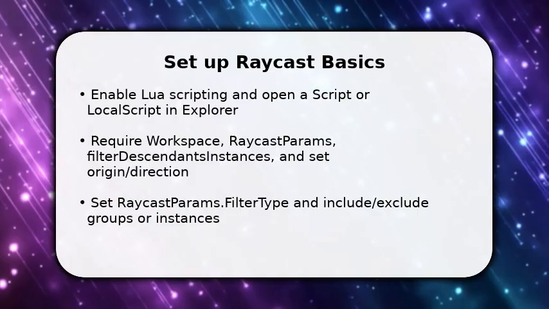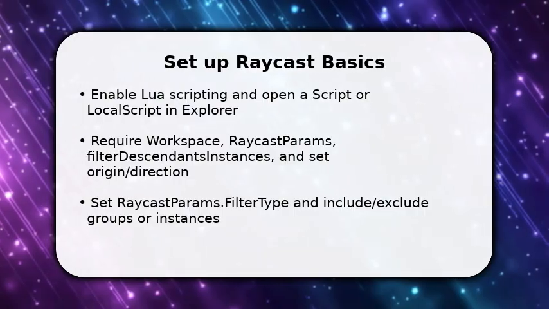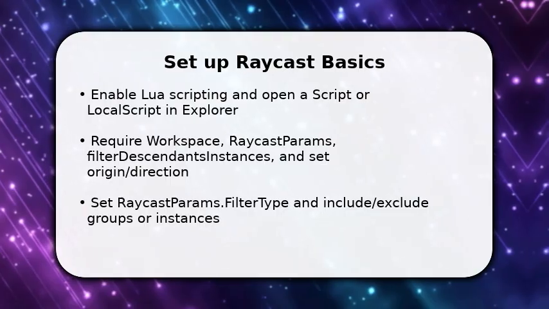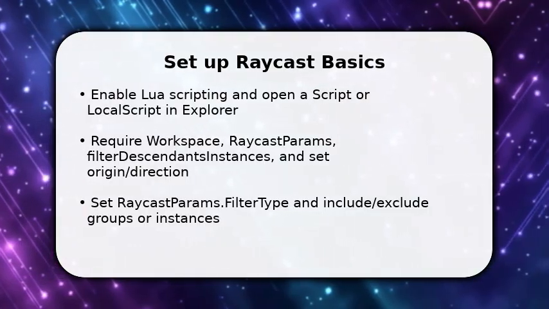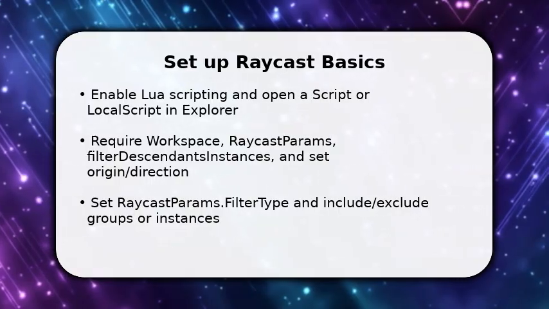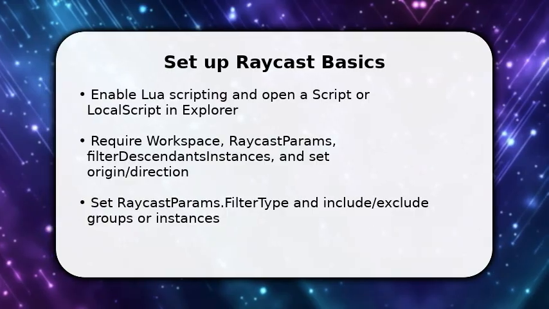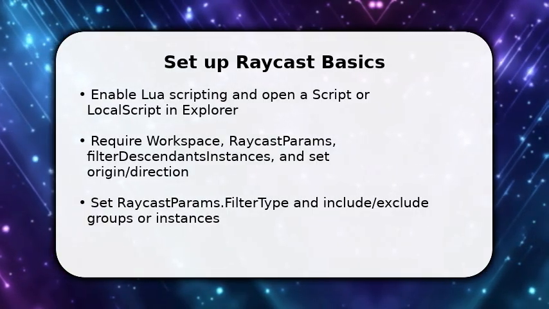You begin by preparing the scene and code. Create a script or local script and reference workspace. Define origin and direction vectors immediately so the ray has a clear start and aim. Configure raycast params next. Set filter type and add include or exclude lists to avoid hitting the player. Once done, call workspace:Raycast(origin, direction, params).